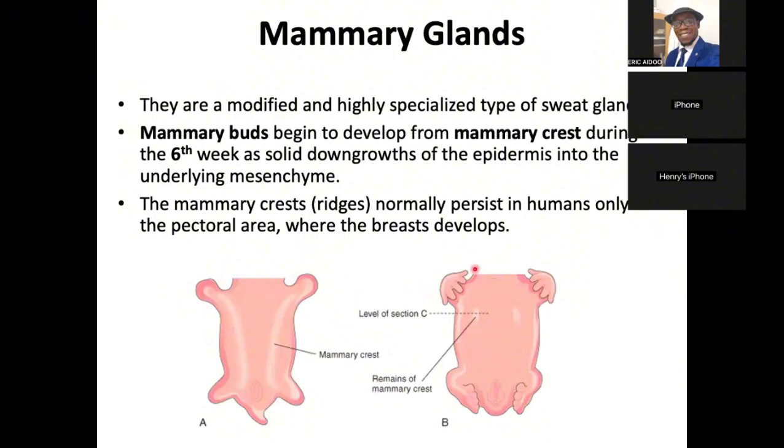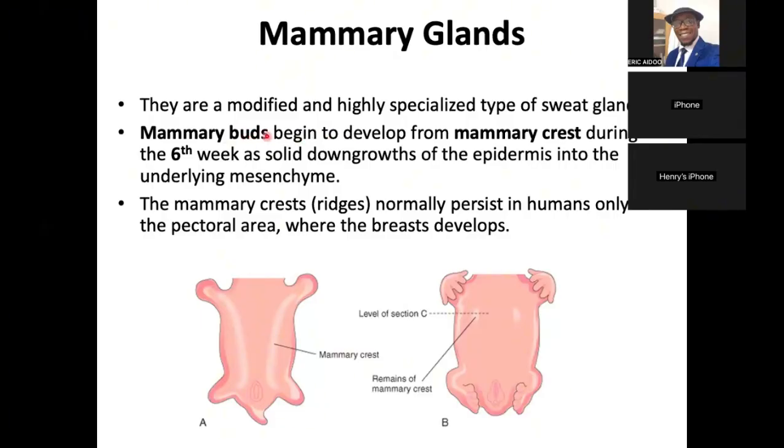We are now talking about the breast, which is also part of the skin. So they are modified sweat glands. So it's funny. The breast that people are crazy about is nothing more than just a sweat gland which has been modified. Okay, and these mammary glands begin as buds.